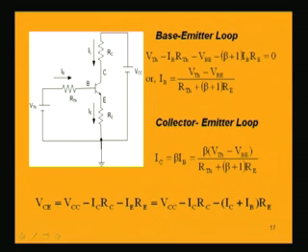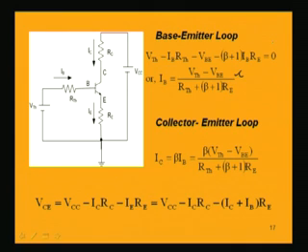Now if we consider the base emitter loop: V Thevenin minus IB into R Thevenin minus VBE minus IE into RE, or beta plus 1 IB into RE, is equal to 0. Now we can find the base current. Base current equals V Thevenin minus VBE by R Thevenin plus beta plus 1 into RE. This is the expression for IB finally.